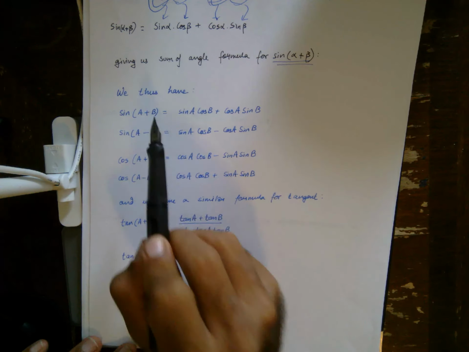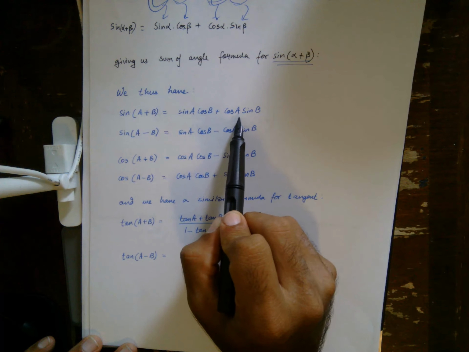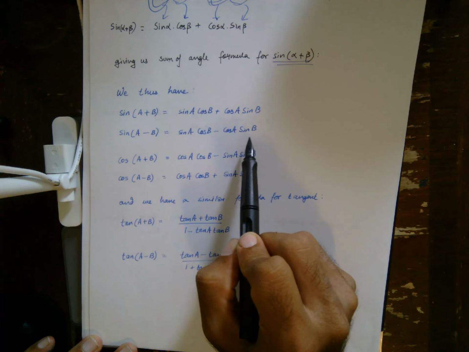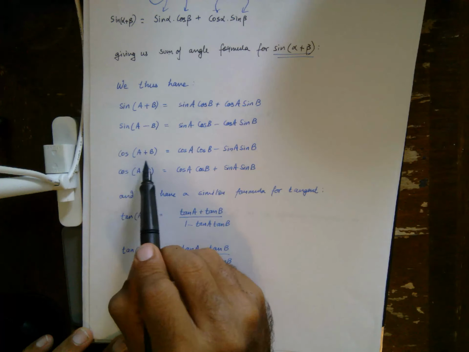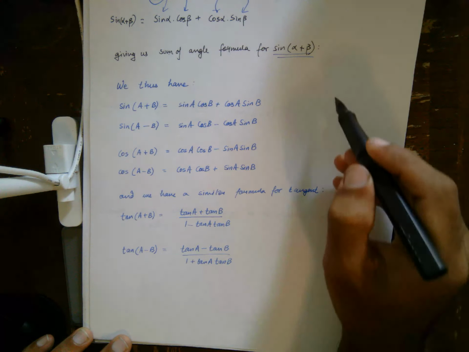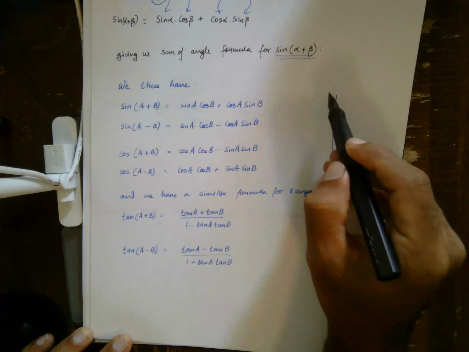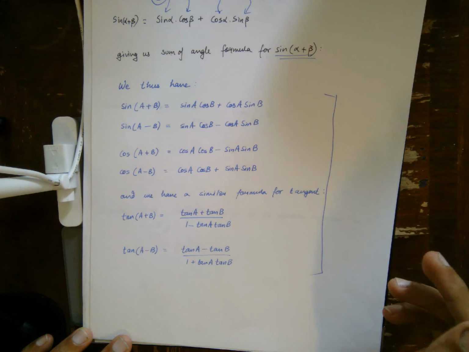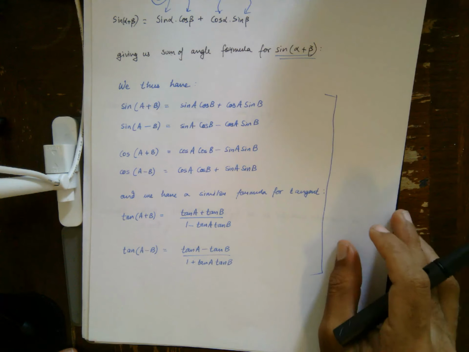Sine A plus B is sine A cos B plus cosine A sine B. Sine A minus B is sine A cosine B minus cosine A sine B. Cosine A plus B is cosine A cosine B minus sine A sine B, and so on. So these are sum of angle formulas for trig ratios, and you need to know how to use them.